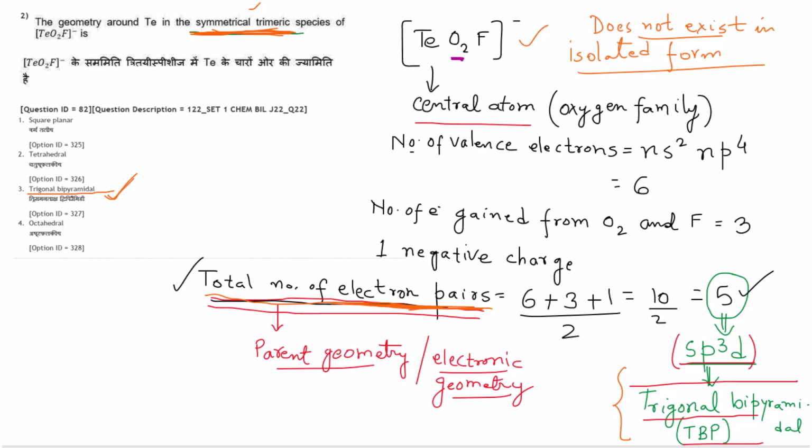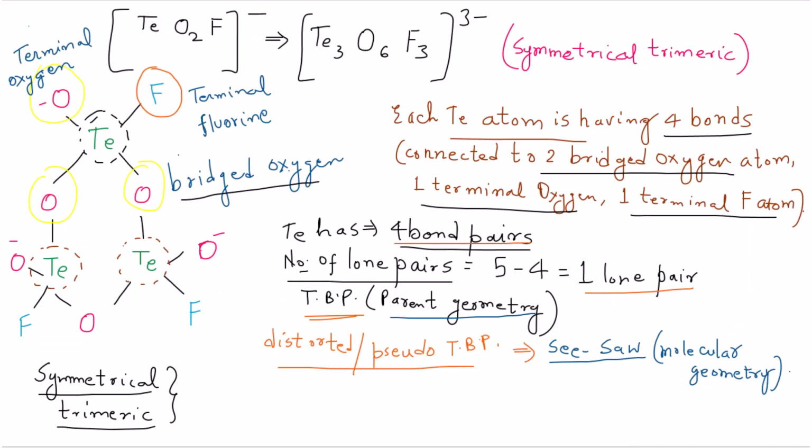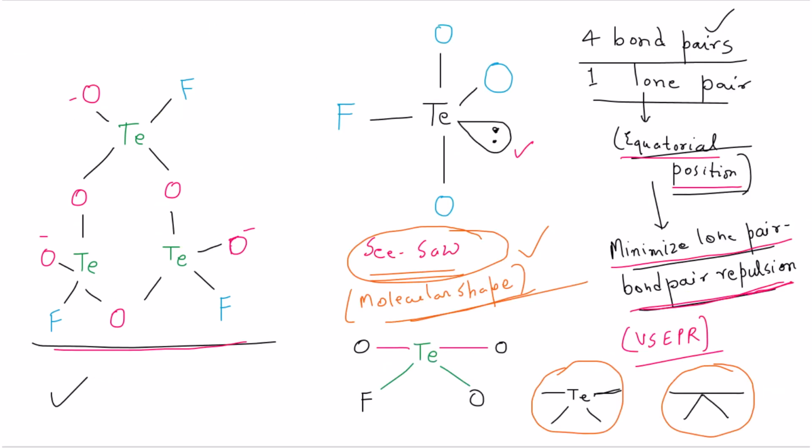Now, after calculating the total number of electron pairs around the central atom and determining the ideal geometry, we move on to the actual structure, that is the symmetrical trimeric structure. And from here, we understand that each tellurium is surrounded by 4 atoms, and that means it has 4 bonding pairs: 1 terminal oxygen, 1 terminal fluorine and 2 bridged oxygens. That accounts for a total of 4 bond pairs. And from there, we find the number of lone pairs to be 1. In the ideal trigonal bipyramidal scenario, when we have 4 bond pairs and 1 lone pair, we have the seesaw molecular shape that we have drawn here, where the lone pair occupies the equatorial position in order to minimize the lone pair-bond pair repulsion.